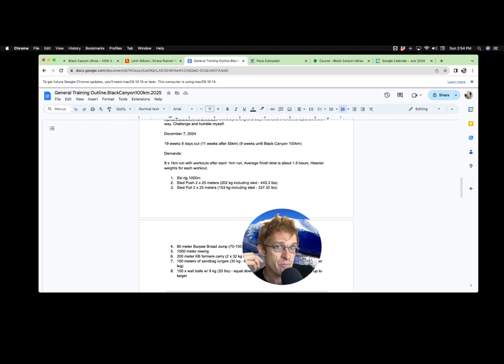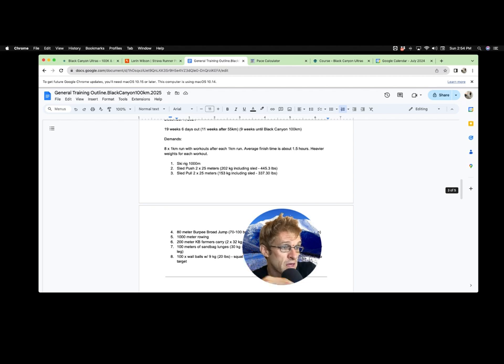It's going to be 8x1 kilometer runs. And typically what I've seen in the pro divisions on YouTube is those kilometer runs are at about a 5:20 to 5:30 per mile pace. And then you have workouts after each kilometer. So what are the workouts after each kilometer? We have ski erg for about 1,000 meters, sled push 2x25 meters.